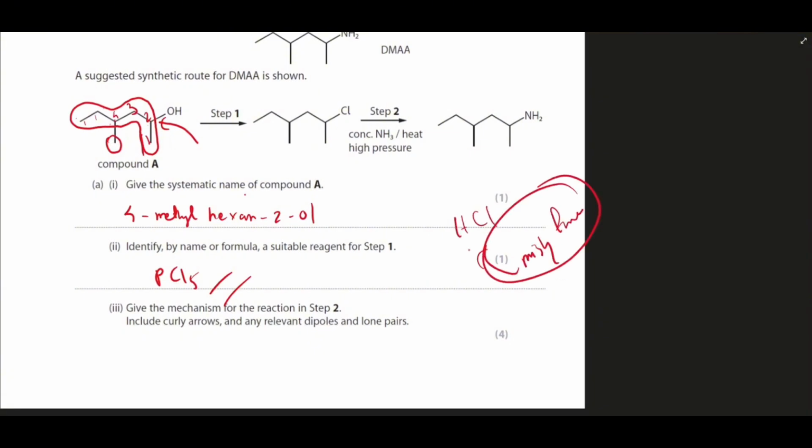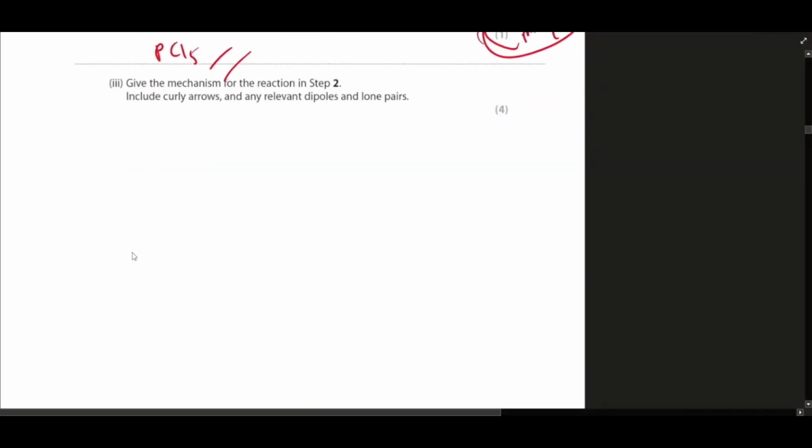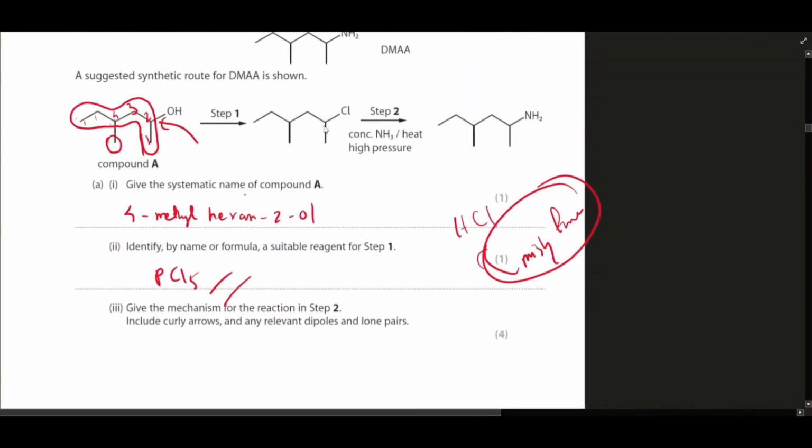Which unit does this come in? Unit 3. So that's what I said. Give the mechanism for the reaction in step 2. Include curly arrows. Okay, in step 2, basically they're trying to say when you add concentrated ammonia to this, you get an amine, isn't it? It's ammonia, right? So obviously a nucleophilic substitution reaction is going to take place, isn't it?